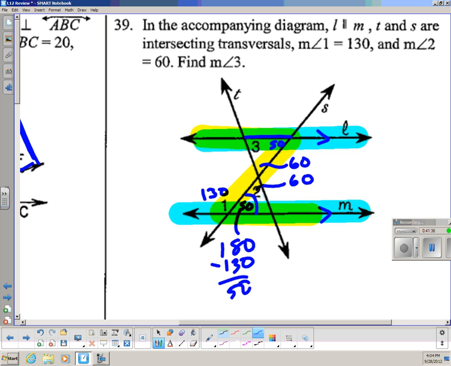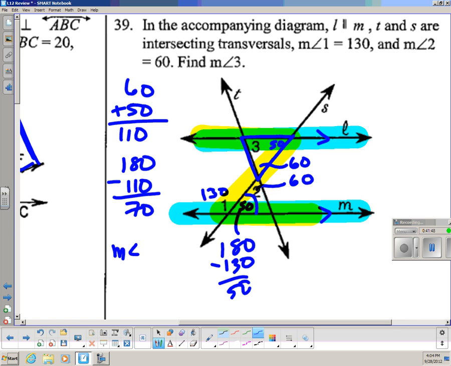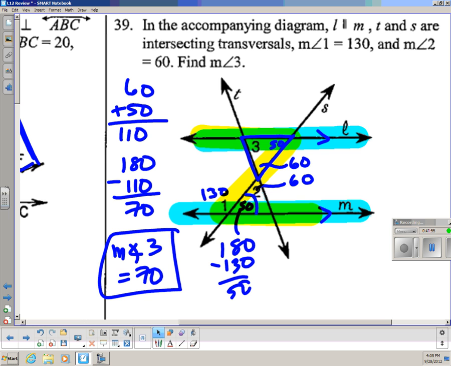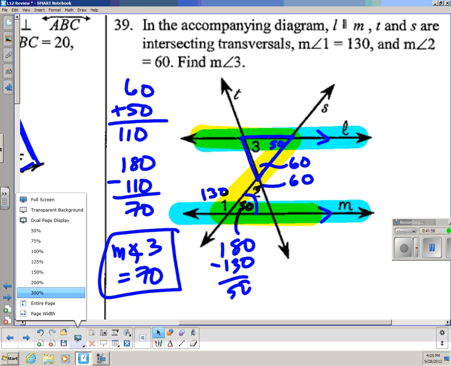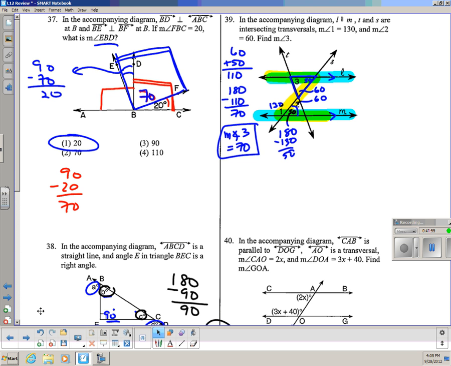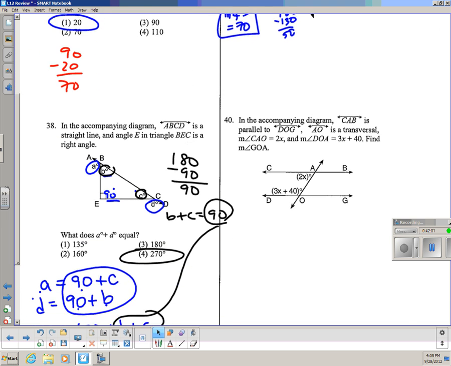And now I have two out of the three angles of this triangle. So 60 plus 50 is 110. 180 minus 110 is 70, and that's the measure of angle 3. Final answer. Another really good conceptual question. If you really understand what's going on, you'll understand these questions.